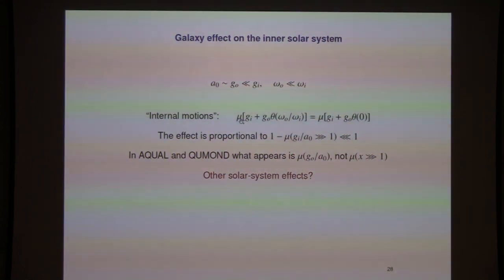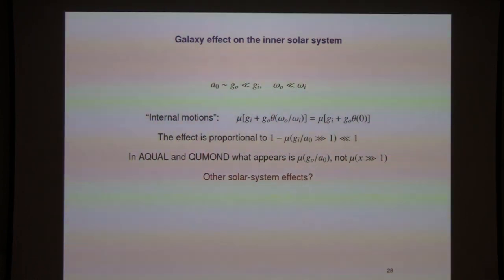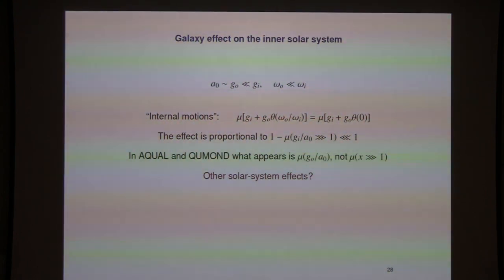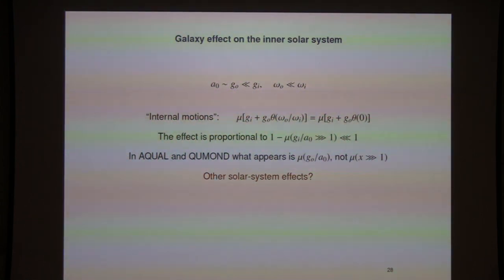And all that it does is to change mu to the value of its variable, that is huge. Okay, so there is an external field in this sense, but the effects that we have in QUMOND and AQUAL are not of the same type. They are not really in the sense that you change the acceleration. So there is an external field, but it is very, very minor.